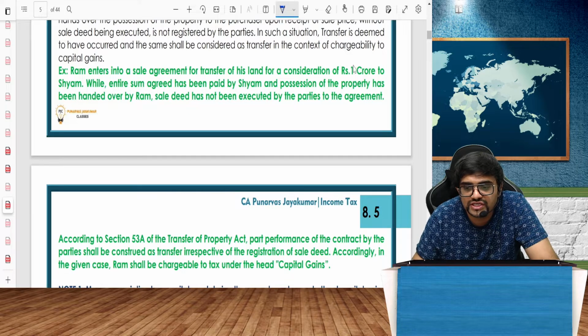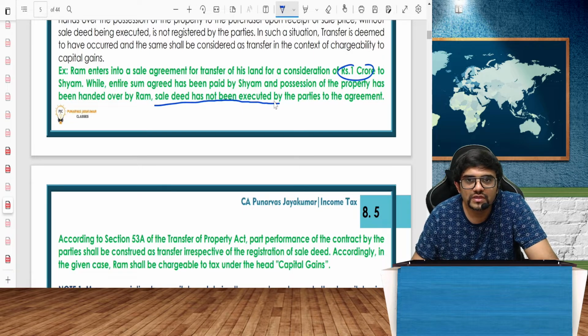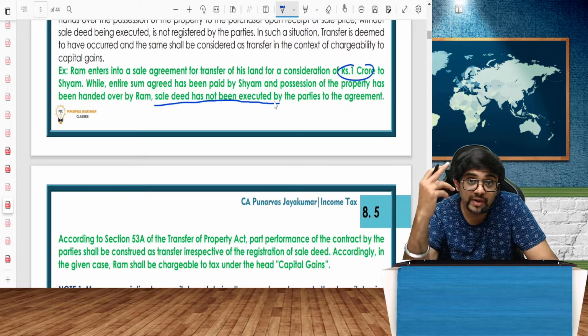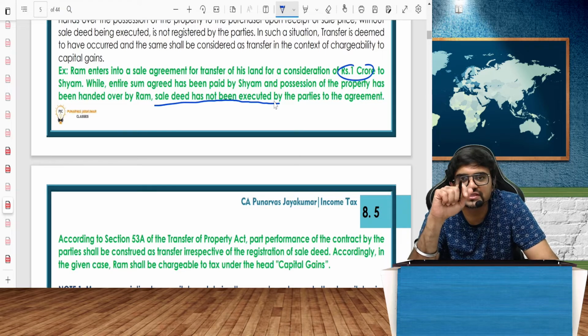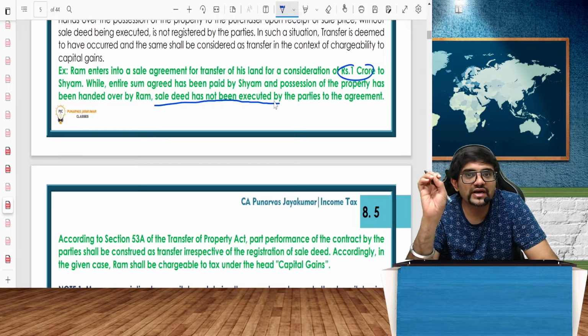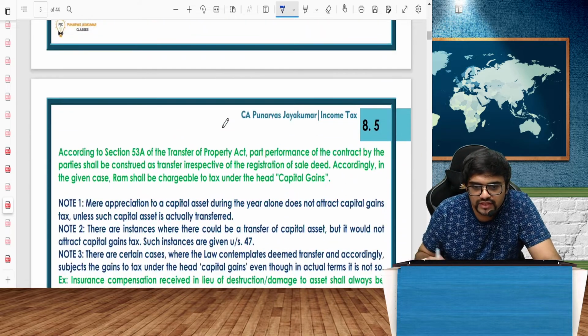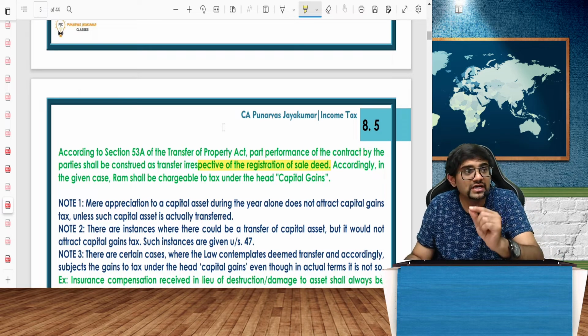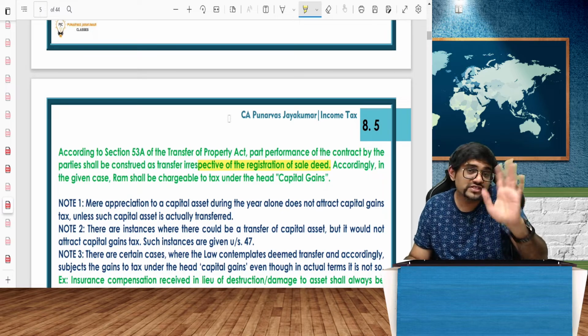For example, Ram enters into a sale agreement for transfer of his land for a consideration of 1 crore to Sham. The entire sum agreed has been paid by Sham, and possession has also been handed over by Ram, but the sale deed has not been executed. Always remember, normally only when the sale deed is done does transfer happen. But under the Transfer of Property Act, this is called part performance of the contract. The moment possession has been transferred, part performance shall be considered as transfer irrespective of the registration of the sale deed.